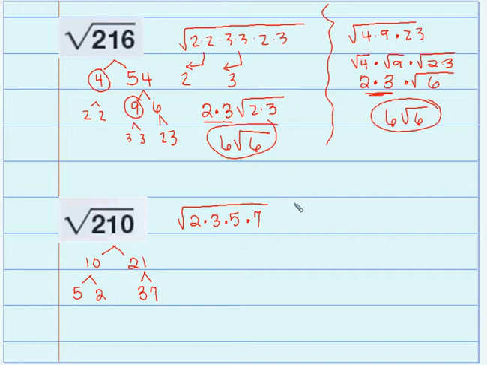And I look for pairs so that I can square root the pairs to bring one of those factors out. And there's nothing in here, right? There are no pairs. These are all prime numbers. There's nothing that makes a perfect square. So the square root of 210 is in simplified form. Okay, so that's how you can check to see if it's simplified or not.